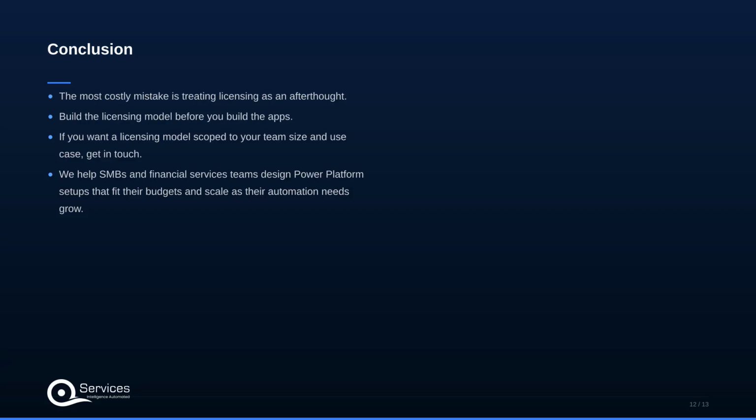The most costly mistake is treating licensing as an afterthought. Build the licensing model before you build the apps. Know which connectors your solution requires, estimate Dataverse storage from actual data volumes, and match plan types to use cases rather than defaulting to per-user licenses for everyone.